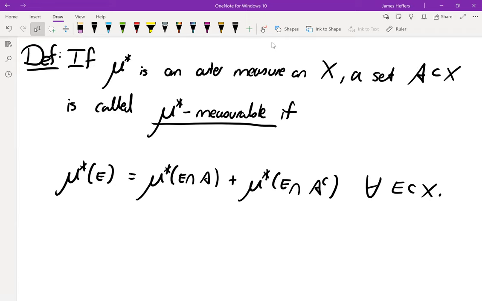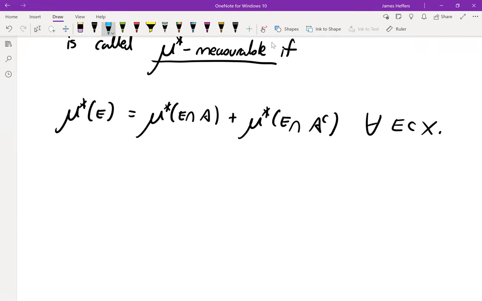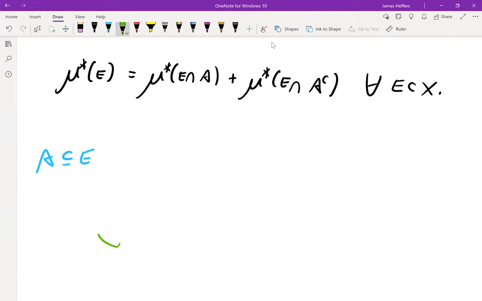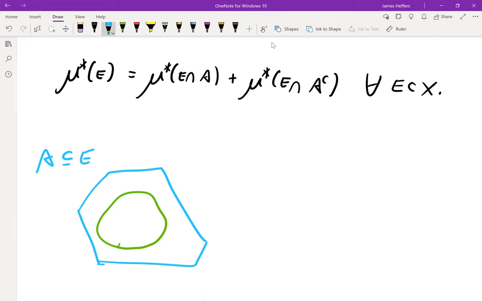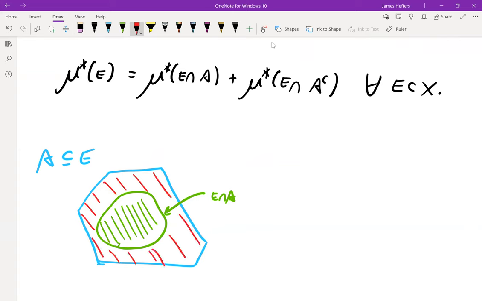So what is this actually saying? First, before we talk about where we're going to go with this, let's talk about what this equality means. And I think the easiest way to think about it is first to consider A as a subset of E, because then it is obvious what's going on. So you have A here, maybe E contains it like this. Well, then we could see that this above equality is quite obviously true. We have that E intersect A is going to be that region there. And then E intersect A complement is going to be that region there. And we can see that, at least based on the picture I drew, that should add up and give us this measure of E.